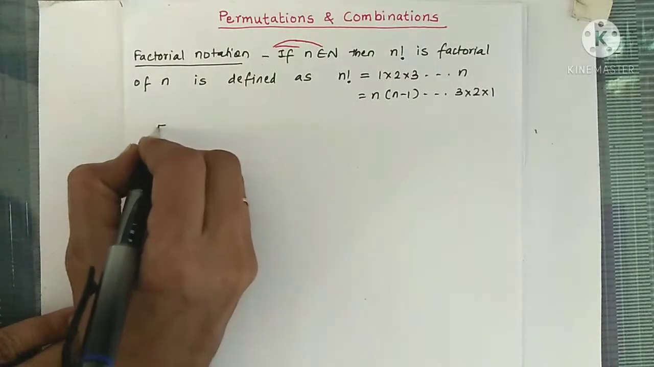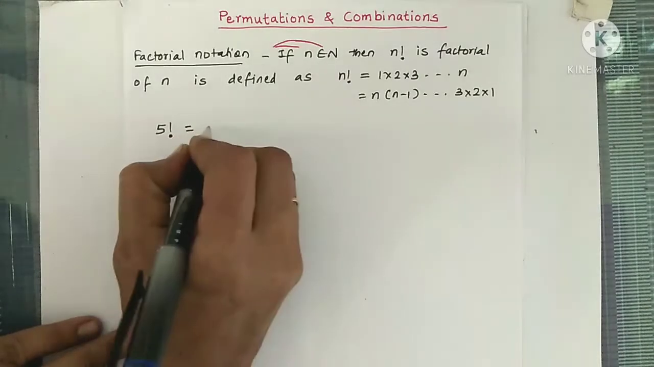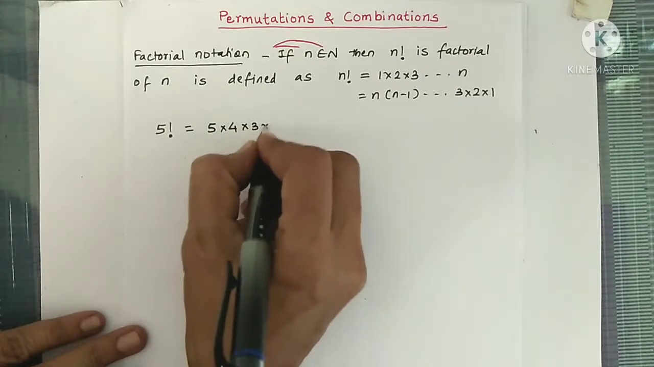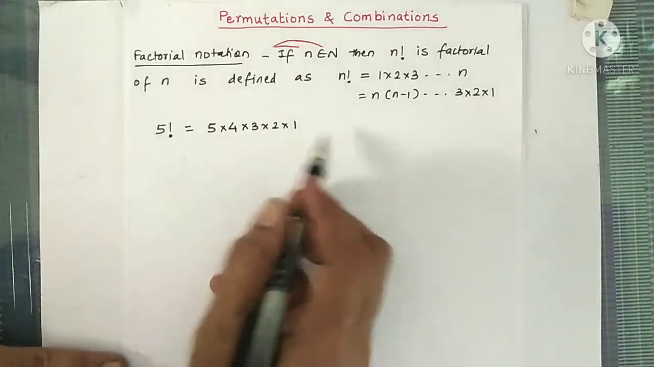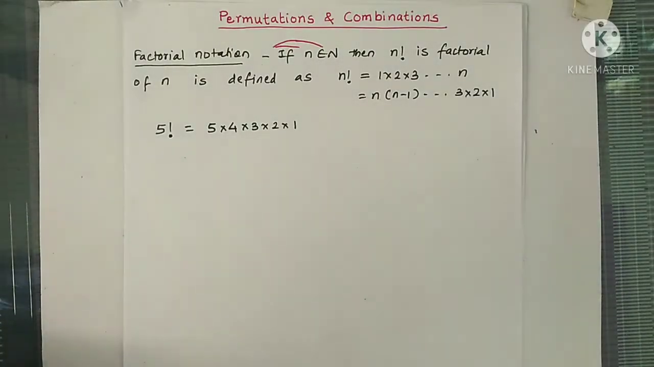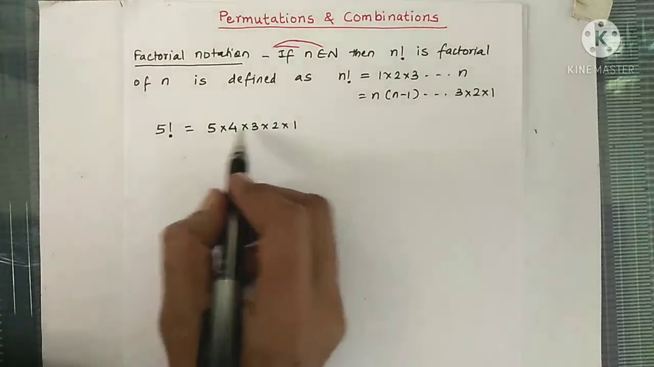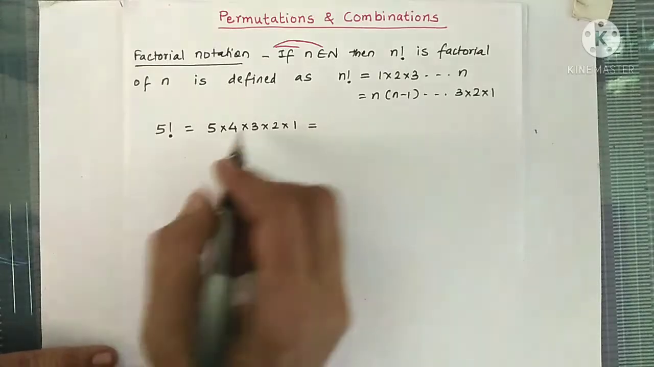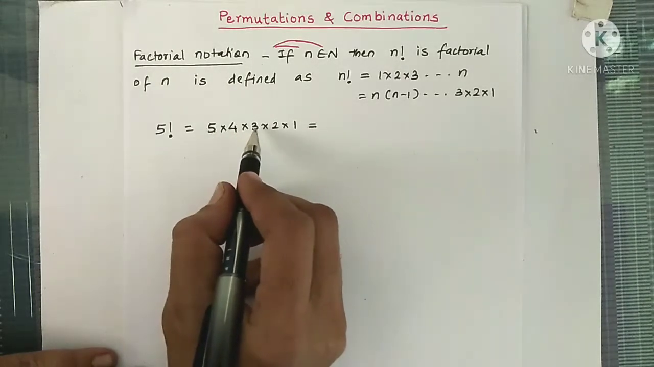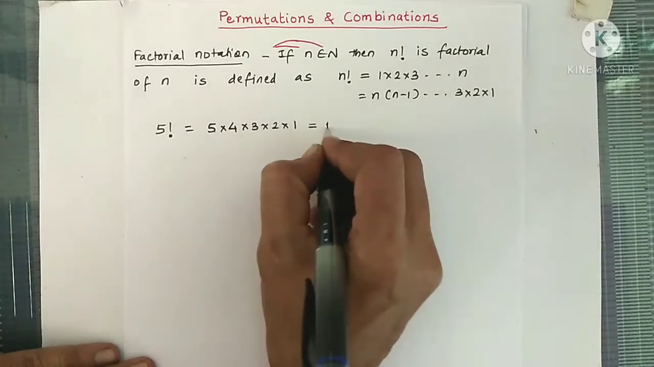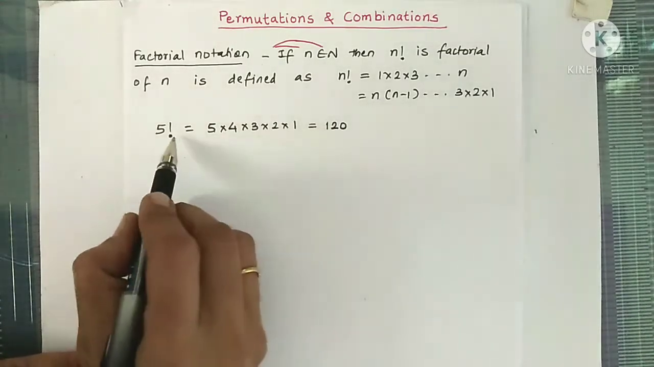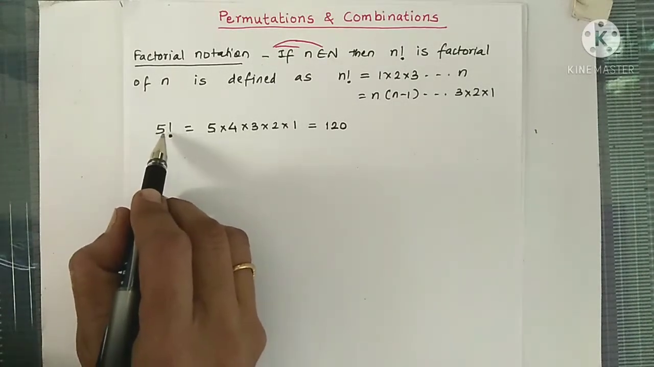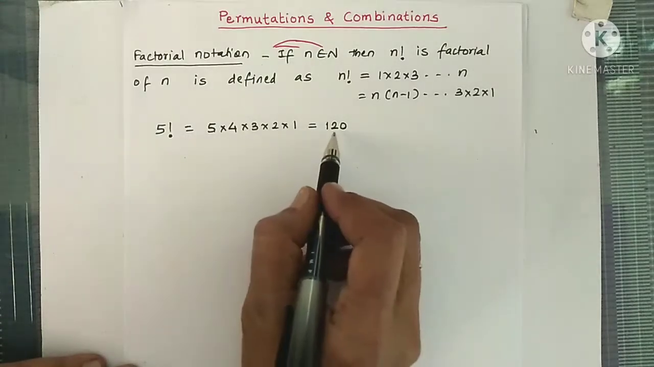For example, if I take 5 factorial, what does it mean? I have to start with 5 and write the numbers down to 1, in descending order. So 5, 4, 3, 2, 1, and this product is known as 5 factorial. So what is 5 factorial? 5 into 4 is 20, into 3 is 60, into 2 is 120. See, this is just notation. We read 5 with the exclamation mark as 5 factorial, and the value is 120.